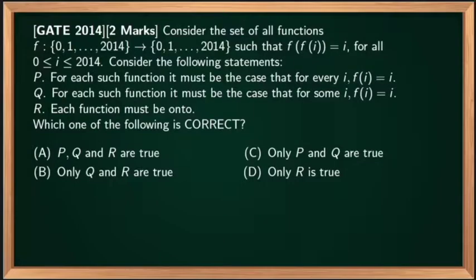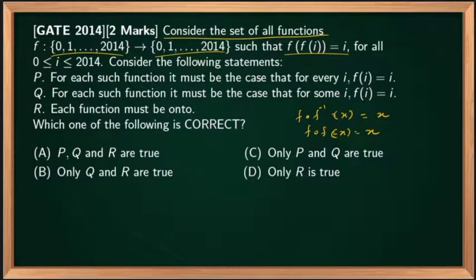Hope it is clear. Consider the set of all functions from the set 0 to 2014 to the set 0 to 2014 such that f of i is equal to i. You should note that what we know is f composition f inverse of x will be equal to x. It is given that f of f of i is equal to i. That means f composition f of x is equal to x. So here both are f, so one of these should be f inverse. That means here the function f and f inverse are the same.